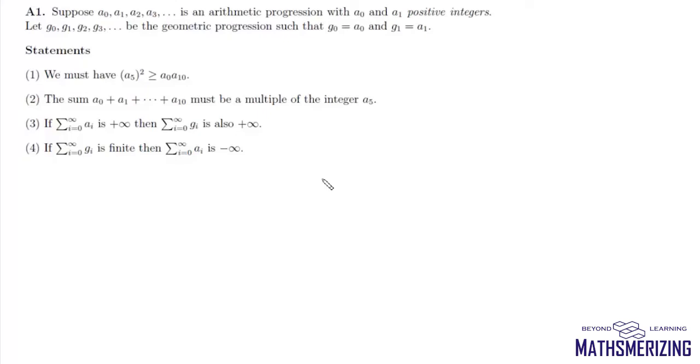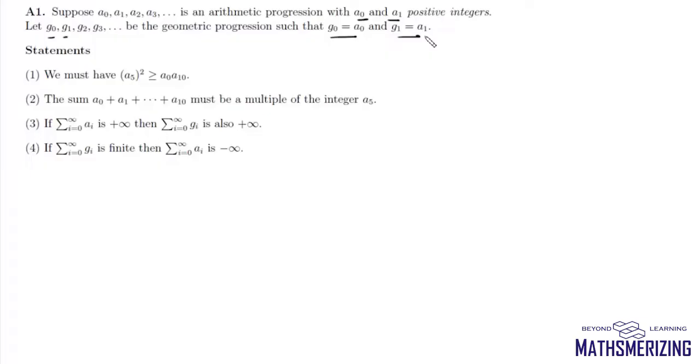Today we'll discuss CMI's 2022 paper, which was conducted on 22nd May. And the first question is, suppose A0, A1, A2, A3 be an arithmetic progression with A0 and A1 positive integers, and let G0, G1, G2 be geometric progression such that G0 equals A0 and G1 equals A1, then which of the following statements is or are correct?